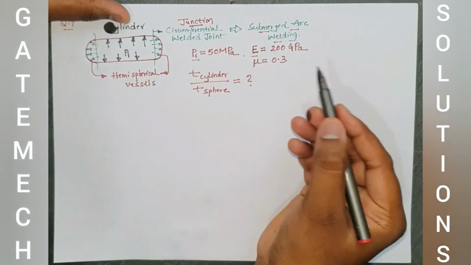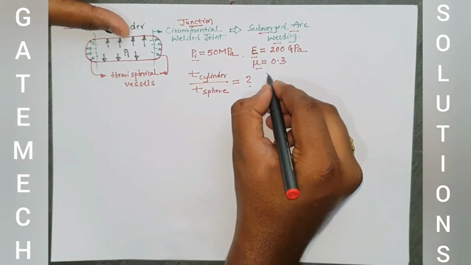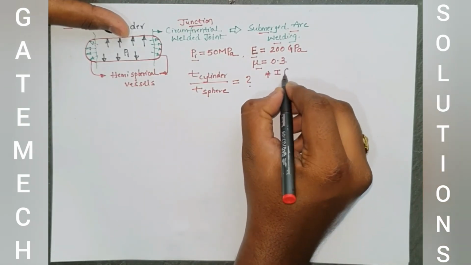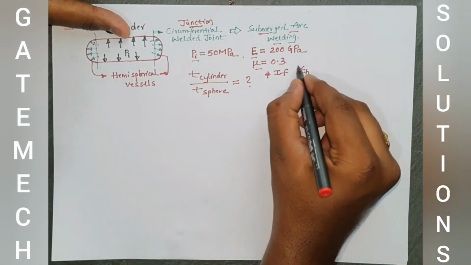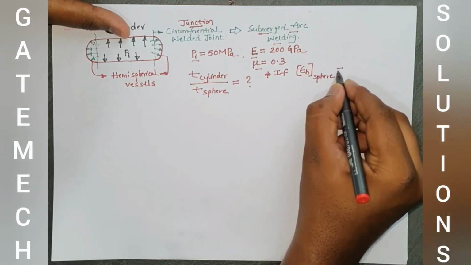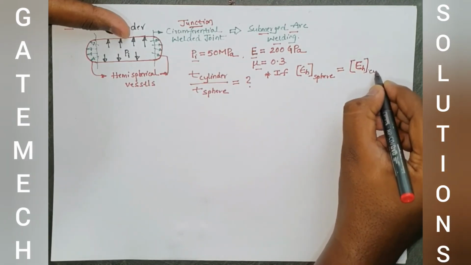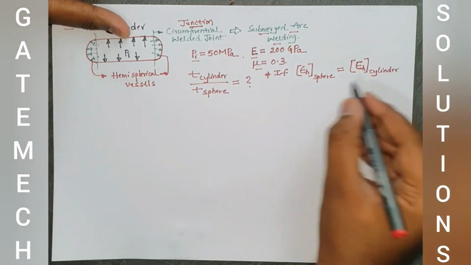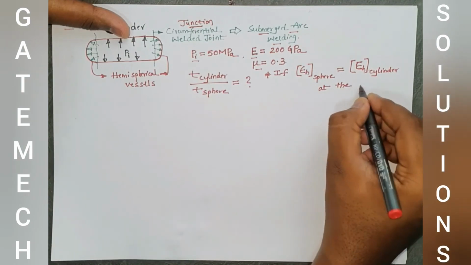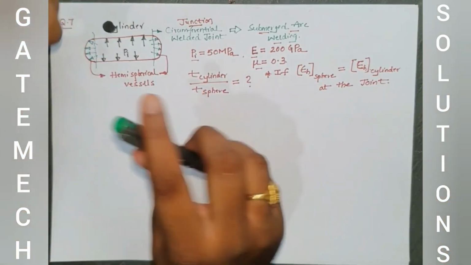Internal pressure is given, Young's modulus is given, Poisson's ratio is also given. So we need to calculate the ratio of these two for the given condition: the hoop strain for the sphere and the hoop strain for the cylinder are exactly the same at the joint. This condition is given. Now, how to calculate?